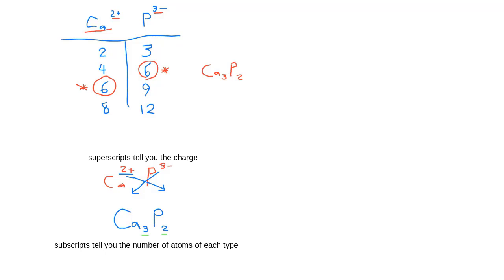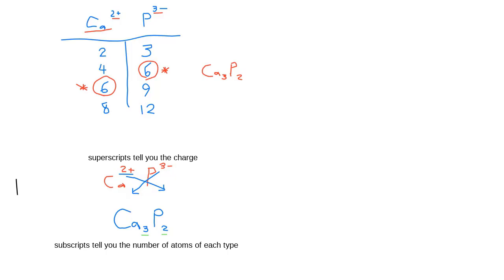Also, there is a danger of the crisscross method. The crisscross method can lead to confusion on the subscript and superscript, like which one tells you what. It can also give you the wrong answer if you forget to reduce.